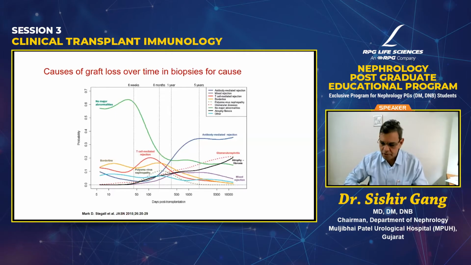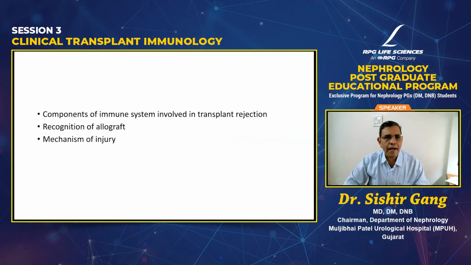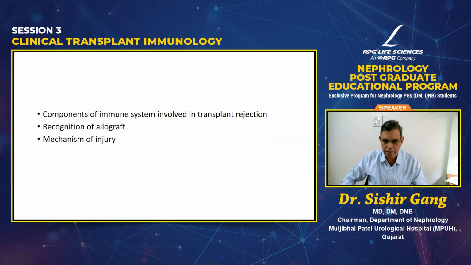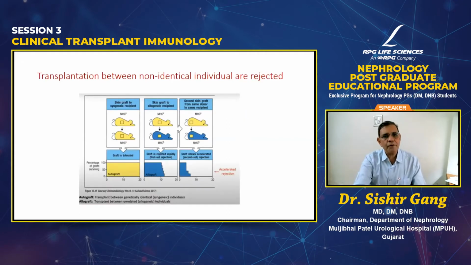And it's good to understand how the biology of a transplanted graft behaves. So what I plan to do is to initially go through the components of the immune system involved in kidney transplant rejection. How does the body recognize that it is an allograft, and what are the mechanisms of injury? If you put in a graft between two non-identical individuals, it is always rejected.